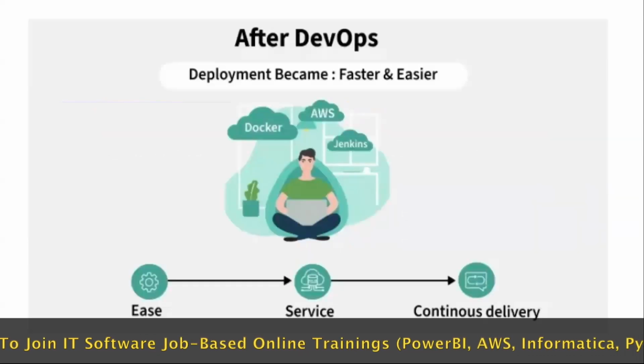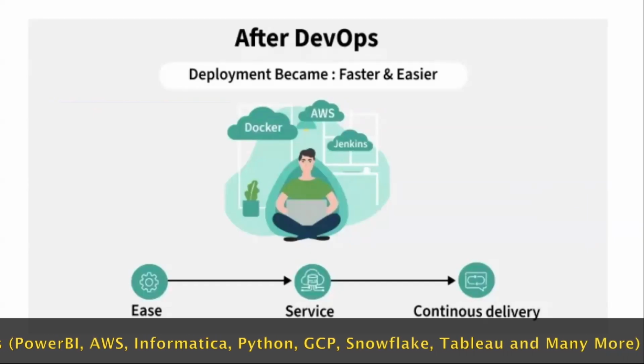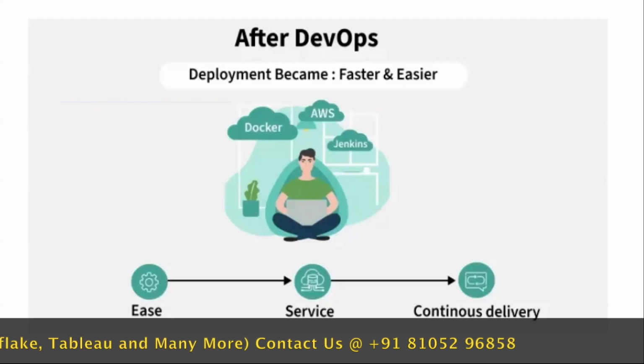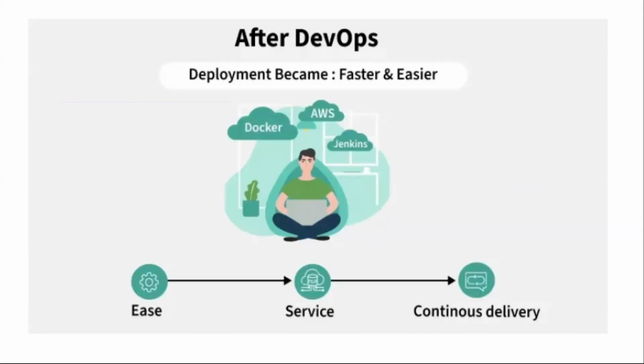So after DevOps, what happened? The same deployment, the same work, the same task you're doing, became much faster and easier because they started to use certain tools which make it simple and easy. So it became easier, the service became faster, and there was continuous delivery.